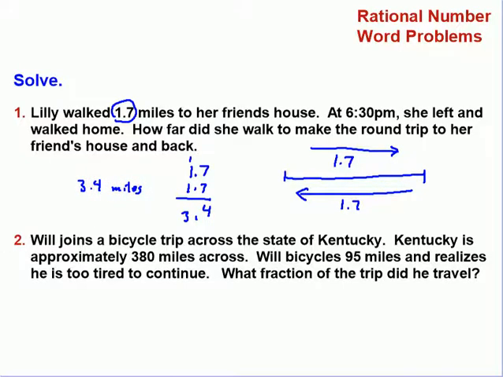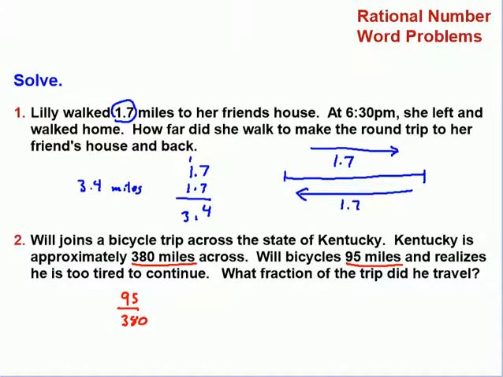Will joins a bicycle trip across the state of Kentucky. Kentucky is approximately 380 miles across. Will bicycles 95 miles, and then he realizes he's too tired to continue. What fraction of the trip did he travel? Well, he traveled 95 of the 380 miles.